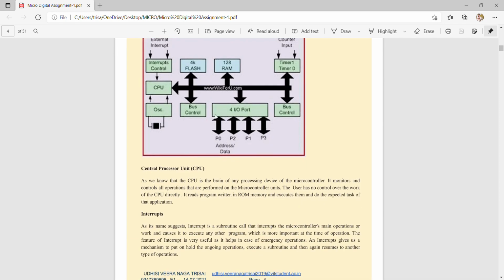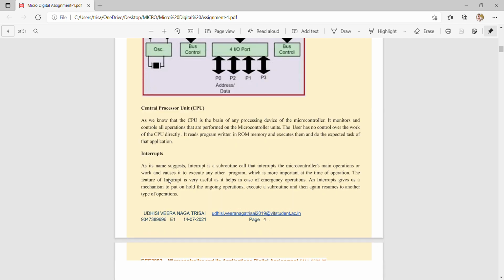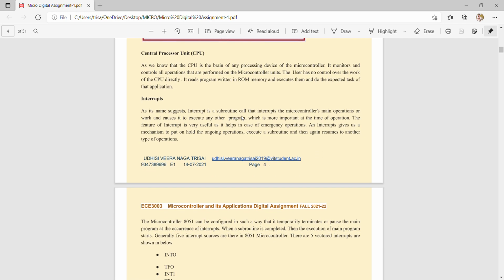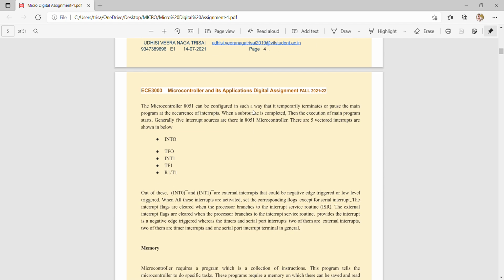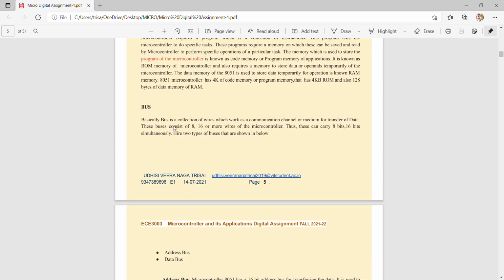This is the central unit. As you know, the CPU is the brain of any processing device, such as the microcontroller. The interrupt, as its name suggests, is a subroutine that handles the microcontroller's main operations, and you can see INT and TF there. The memory: the microcontroller requires a program, which you want to store in its memory. And a bus is a collection of wires which works as a communication channel and medium for transferring data. Here it carries 8 and 16 bits simultaneously.